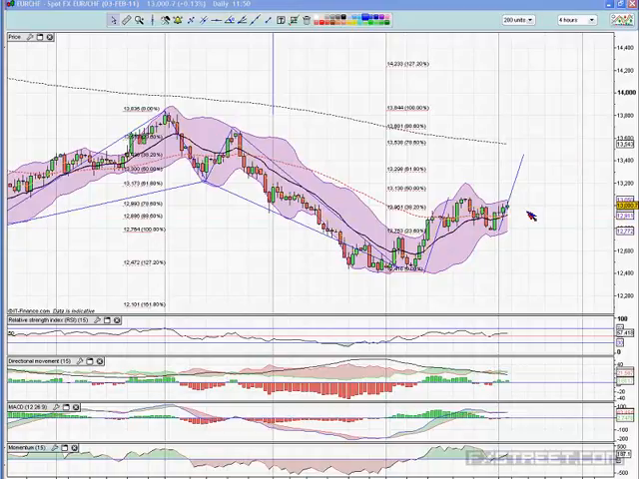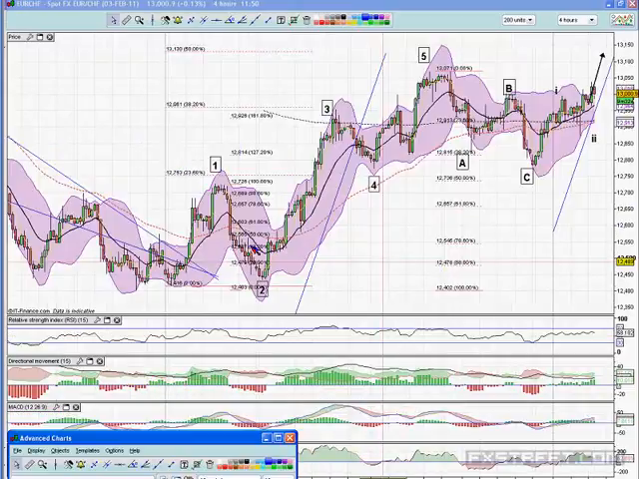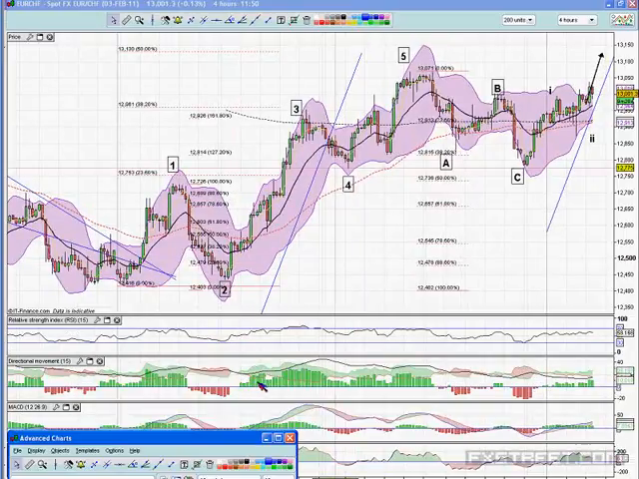And then I break it down into shorter time frames. There you go, 4 hours. So what do I see on a 4 hour? I've got 1, 2. This is what I want. This is impulsive. This is my impulsive 3 up.